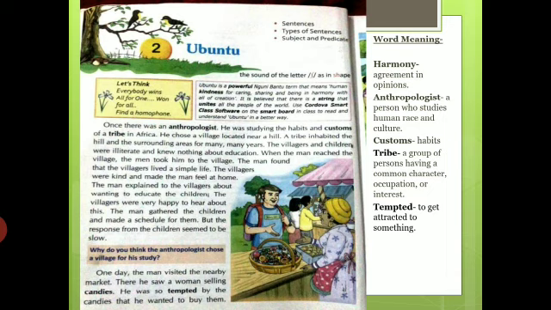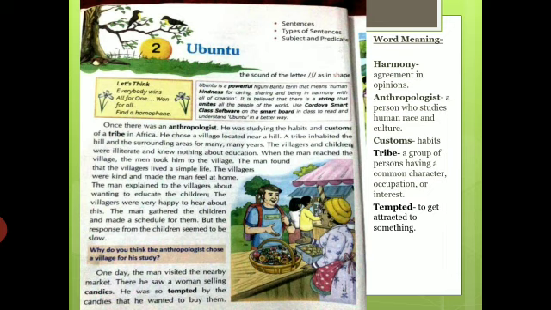Once there was an anthropologist. He was studying the habits and customs of a tribe in Africa. Now what is an anthropologist? An anthropologist is a person who studies the human race, who studies the customs, the tradition, the culture of any particular place or any particular tribe. That anthropologist used to learn about their values, their culture, their customs and so many things.